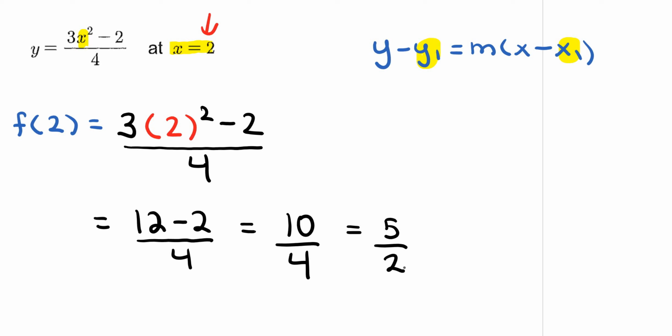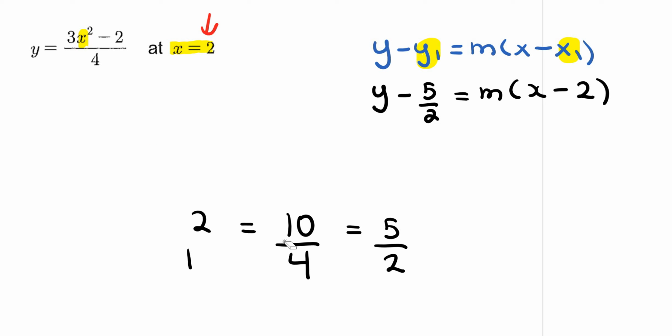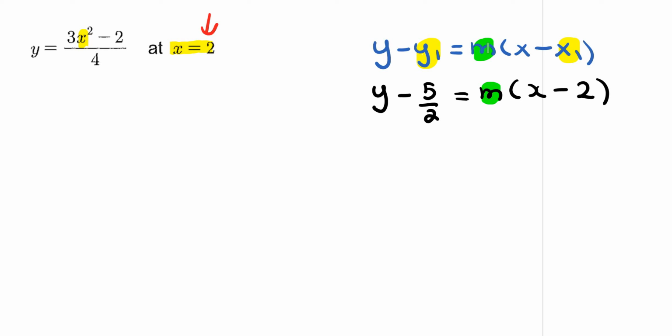Okay, so let's plug in those values. This will now be y minus 5 over 2 equals m times (x minus 2). All right, so that's step number 1: find the values of x and y. X was given to us in the problem. And now we need to find the value of the slope, right? So m.